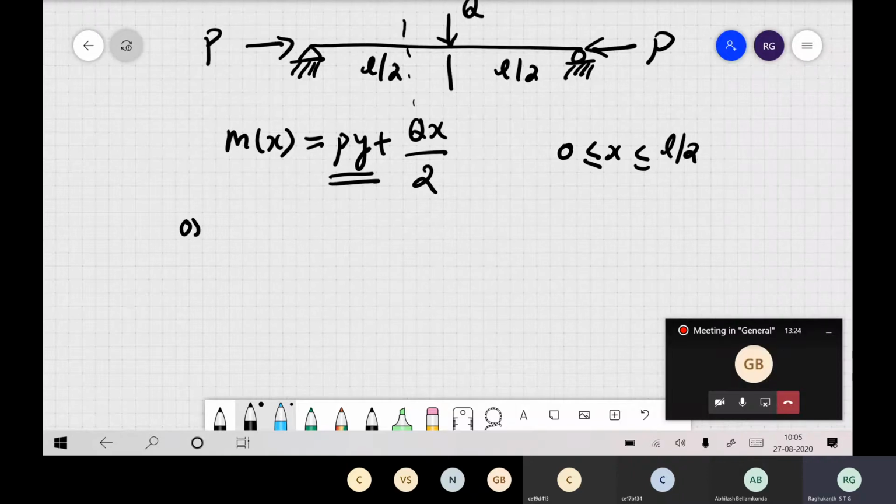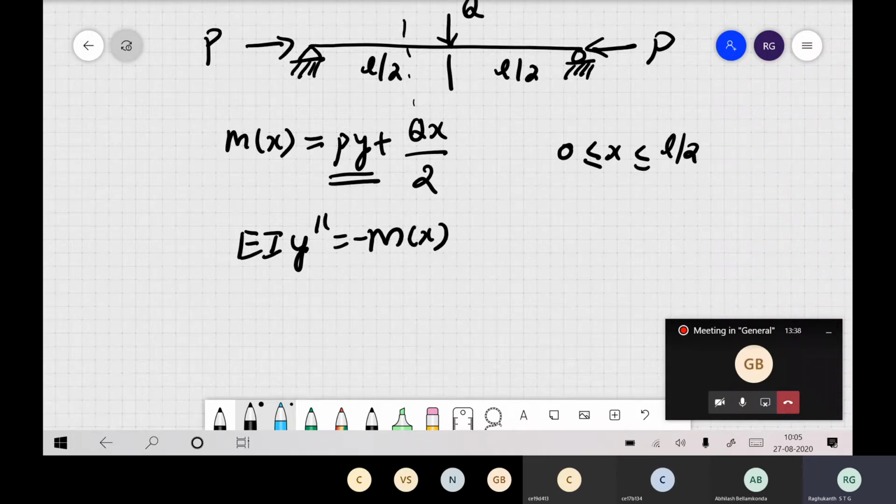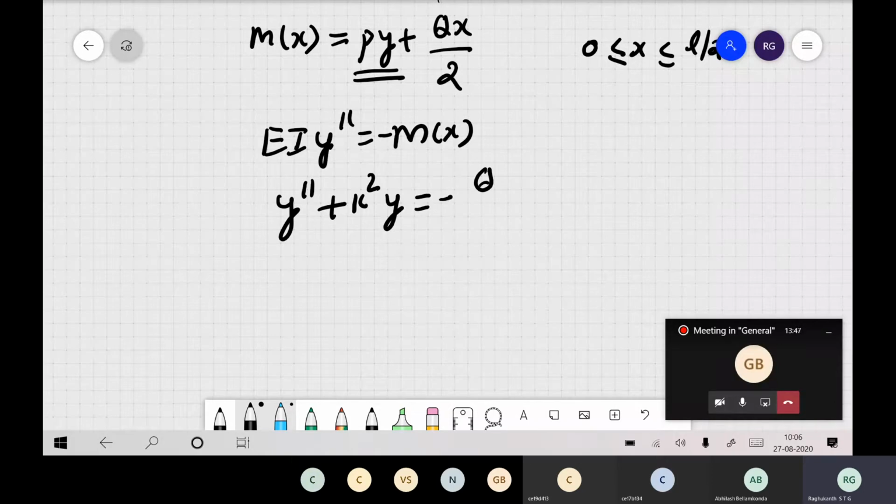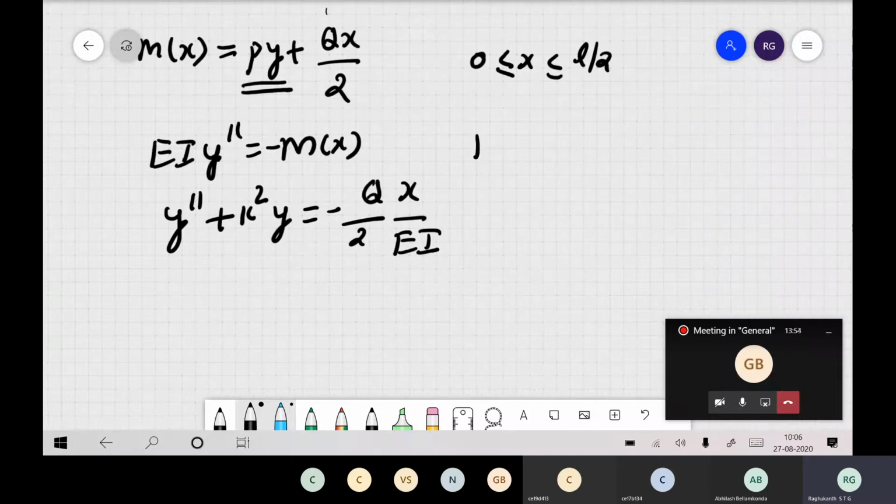Okay, and if you substitute in your equation of equilibrium, so you have EI y double dash, which is equal to your bending moment. I think last class we have already written this expression. So you can write this as y double dash plus k square y is equal to minus q by 2 x by EI. So this is our equation, where k square is P by EI.